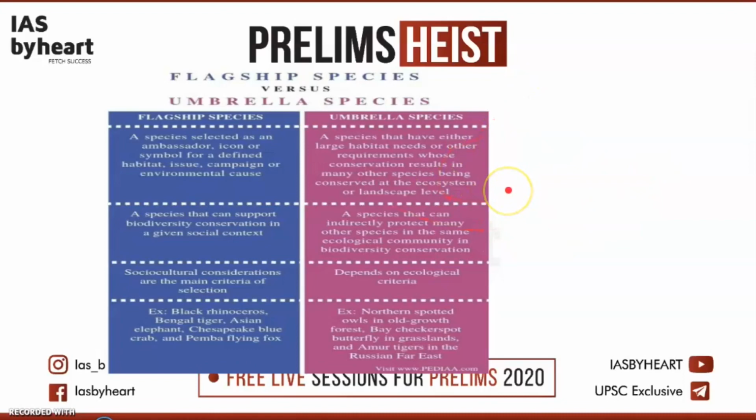So it's nothing but some species occupy a larger area, and it indirectly protects many other species in the same ecological community, for example deer, lion, tiger. So this is about our umbrella species.